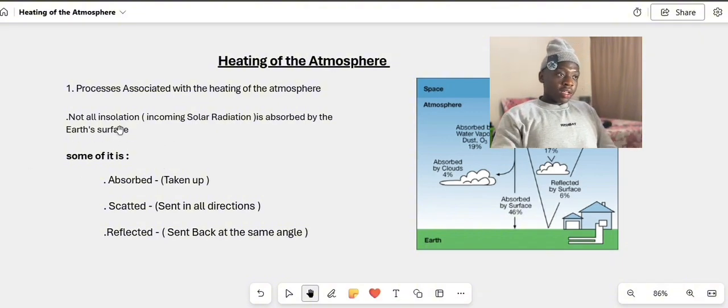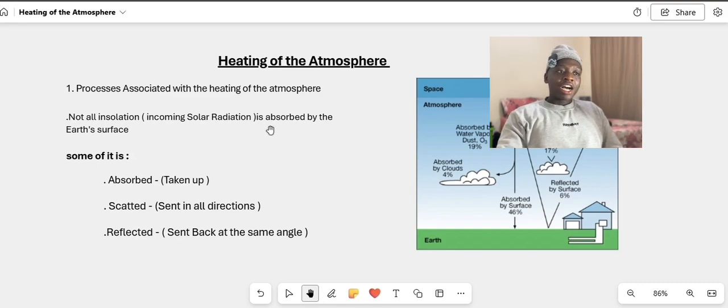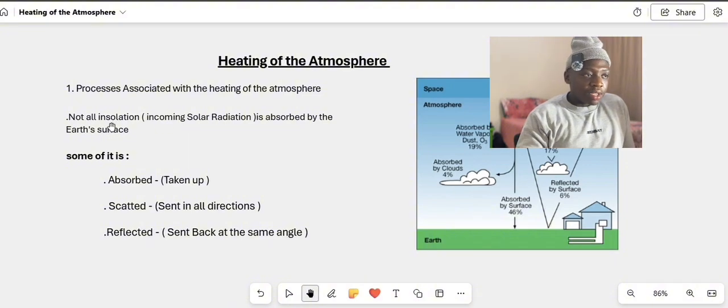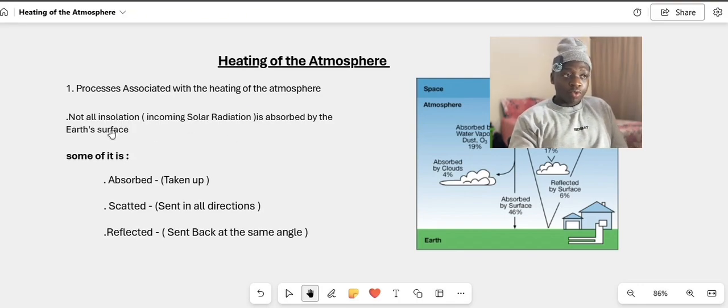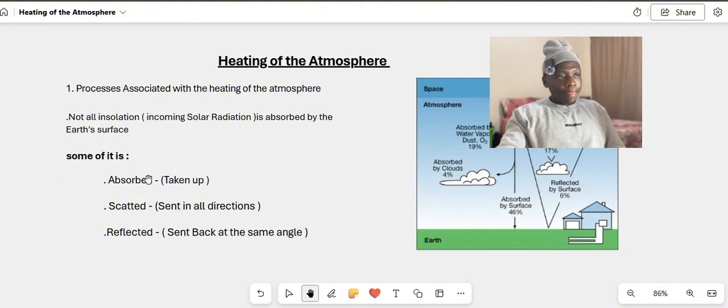I would like to highlight that not all insolation, which is incoming solar radiation, is absorbed by the Earth's atmosphere. With this word insolation, the "in" stands for incoming, the "sol" stands for solar, and the "ation" stands for radiation. I want to get that cleared away before we start. Insolation is just the abbreviation for incoming solar radiation.